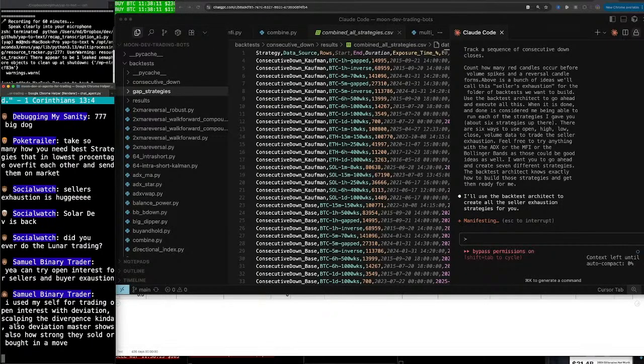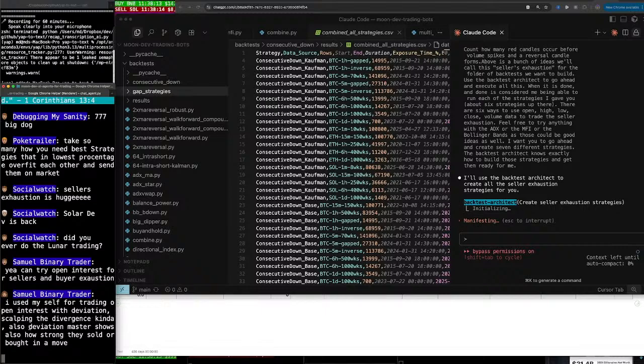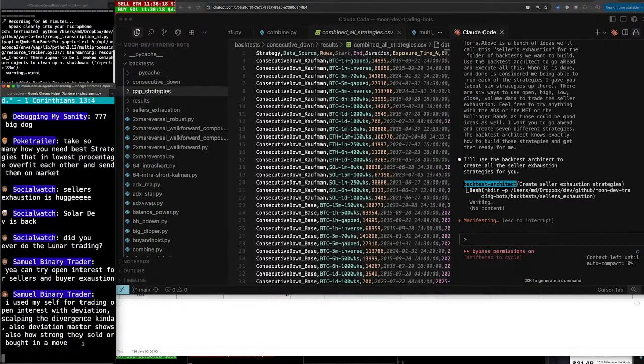I used myself for trading open interest with deviation, scalping the divergence kind of. Also, deviation master shows how strong they sold or bought in a move. Interesting, very interesting. So you can see it said seller's exhaustion here. Now it looks like it's cooking. This is kind of crazy. We'll see what happens. Let's see if she can make the crazy part actually be crazy.